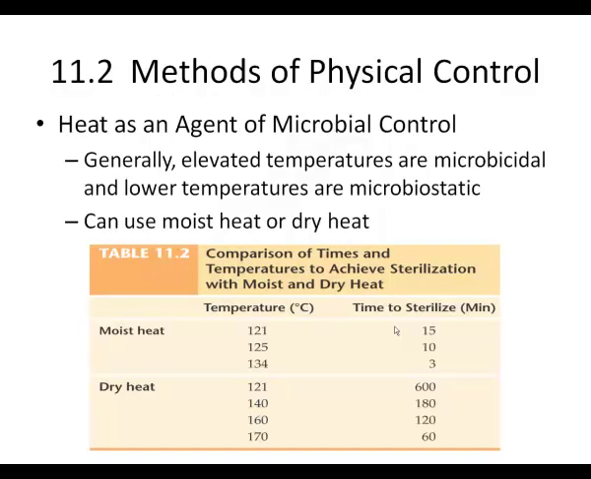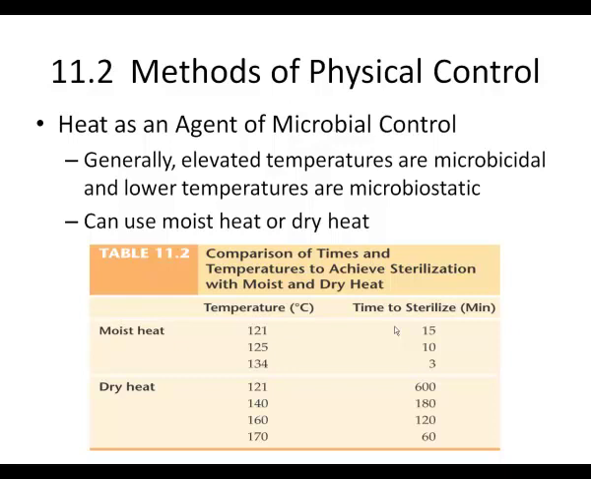Here are some methods of control. We're going to talk about heat, we're going to talk about cold, we're going to talk about radiation, all different kinds of methods of control. Probably the first one, and the one that is most widely used, is heat as an agent of microbial control. Think about it. When you take a shower with hot water. When you wash your counters down after you've prepared food, you use hot water. So this heat is a way to control microbial growth.